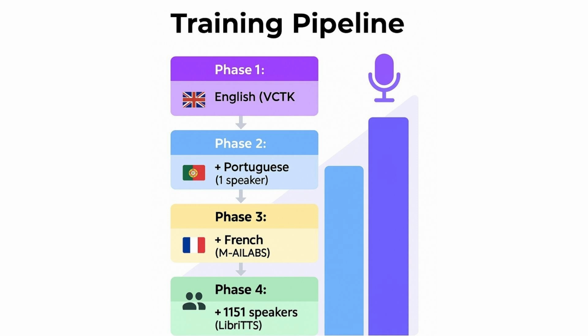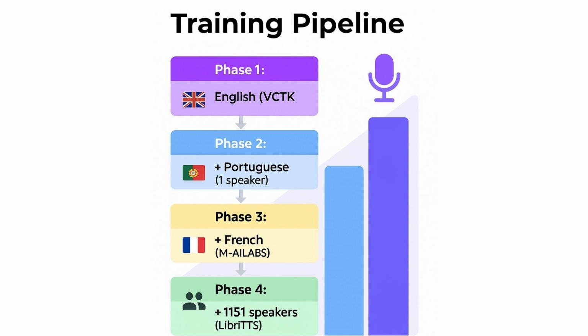Now, to make the YourTTS model multilingual, the authors trained it on different datasets in mainly three languages, which are English, Portuguese, and French. First they prepared the audio data. They sampled everything to 16 kilohertz, removed long periods of silence, and normalized the volume so the samples were consistent.